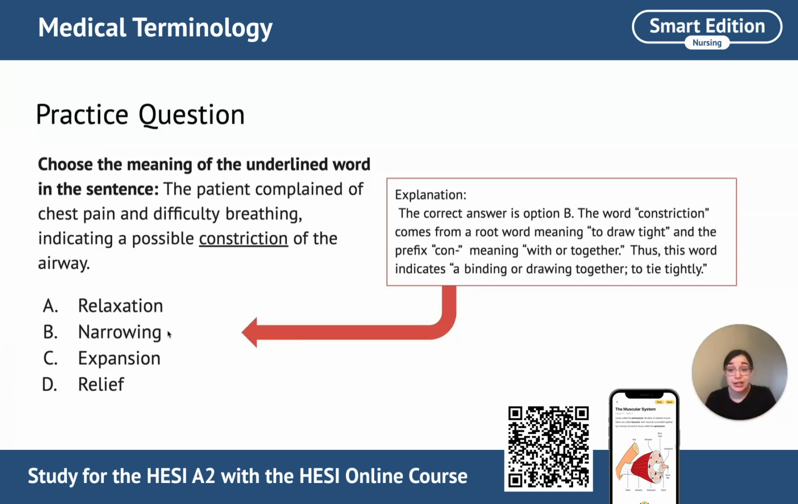And this would indeed cause the symptoms that the patient is complaining of, the chest pain and the difficulty breathing. So that makes sense as our correct answer. The other words that were given here, relaxation, expansion, relief, those would all indicate the alleviation of the patient's symptoms. So what would happen after we treated the patient medically and stopped the constriction in their airway. So they don't fit well with the context of the sentence and are thus incorrect, A, C, and D. The best and correct answer is option B, narrowing. So that is our right answer here.